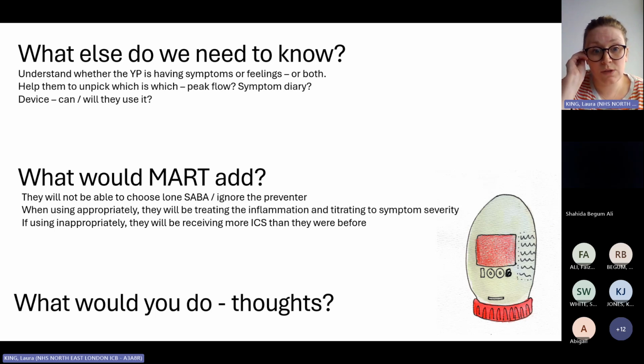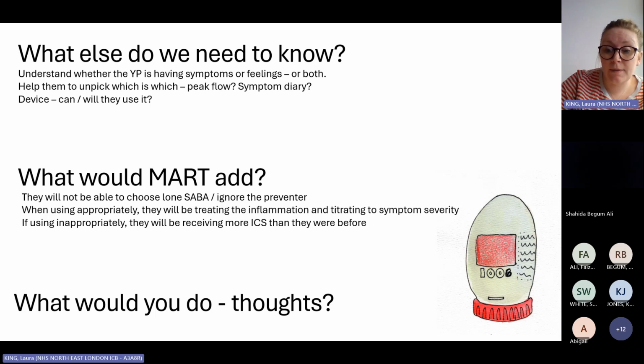So if MART was something that they could do in terms of the device and understand, MART would remove the ability to do that. They would have to be treating the inflammation as well as treating symptoms. And I guess, as Tonya said, with a worry about overusing, if they are using their salbutamol appropriately with the 7 in a year, which is high risk, if they use lots of extra doses of MART and they are having symptoms, they're treating the inflammation, they're titrating their own behavior to their symptoms.